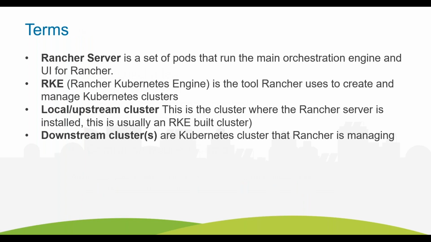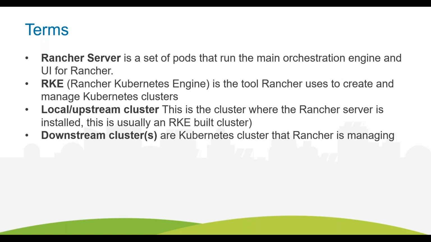So real quick, some terminology, just so that we're all on the same page. The first one, of course, is the Rancher server. When I say that, this is where the Rancher UI runs. This is our orchestration engine. Some people call the nodes Rancher server, but in reality, it's the Rancher pods themselves. The other big one is RKE, or the Rancher Kubernetes Engine. This is the tool that Rancher built to deploy Kubernetes clusters. This is also the same tool that runs inside the Rancher server to deploy clusters that Rancher manages.